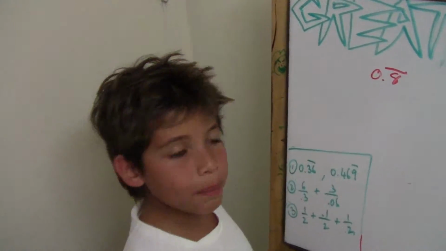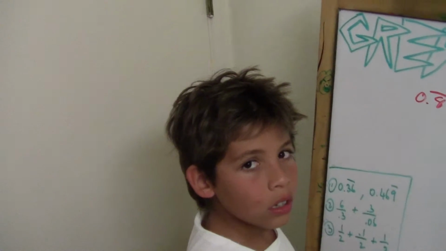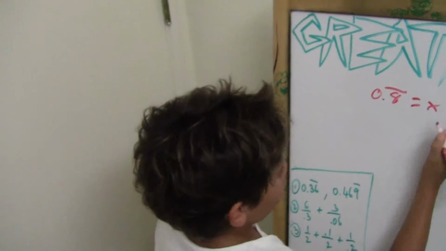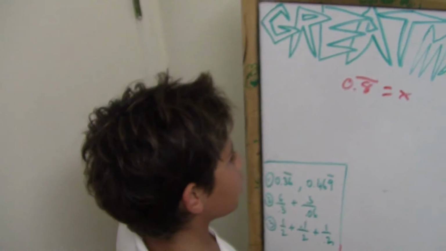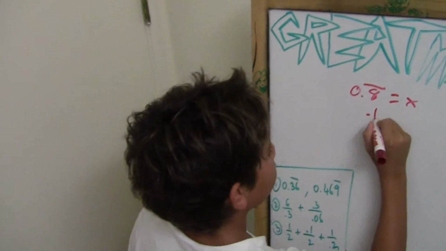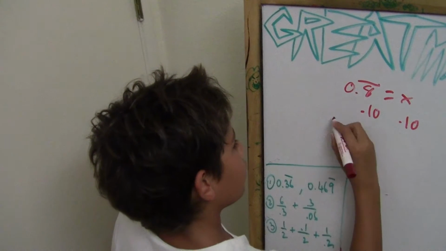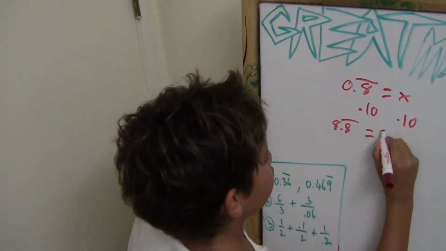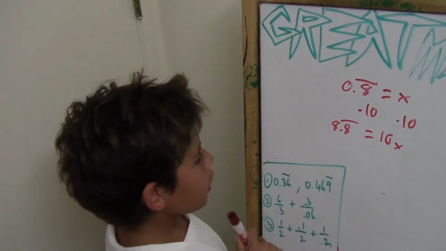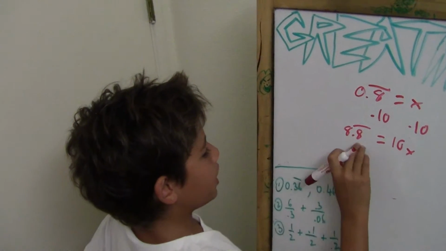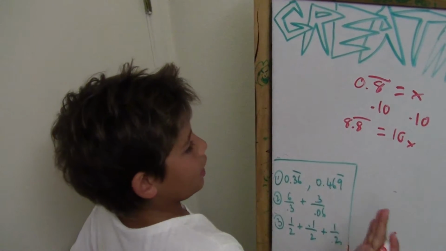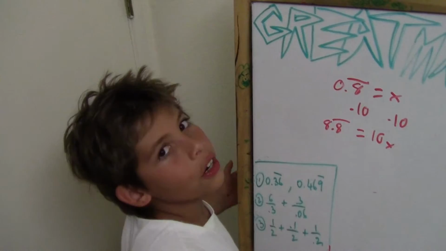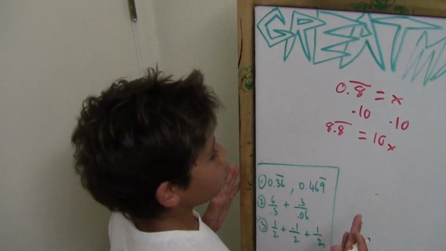So let's try to make this as something we know. We know how to do equations, so we'll make that an equation. We use a variable x. We don't like decimals, so we'll multiply it by 10. So it's 8.888 forever equals 10x. Now we really want to get rid of that decimal, and we can't just keep on multiplying by 10. We'd have to multiply by 10 forever, so we don't want to do that.